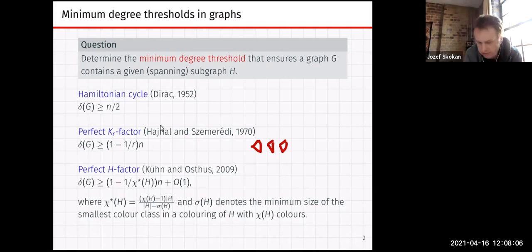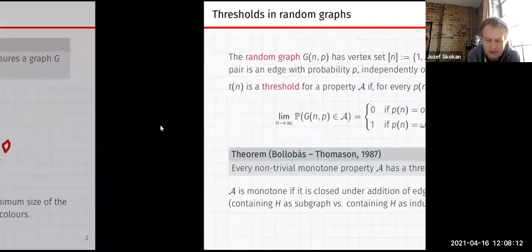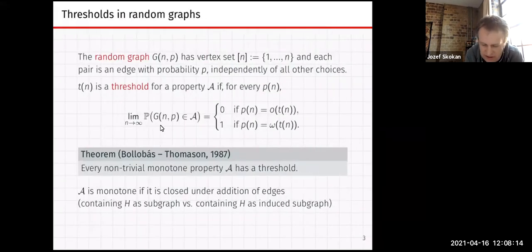All right, so this is a crash course on the minimum degree threshold in graphs. Now let's look at the random version of these things. First of all, what is the random graph G(n,p)? This is a model over a vertex set where the vertices are the integers 1 through n, and for every pair of vertices, we pick an edge with probability p, independently for every pair.